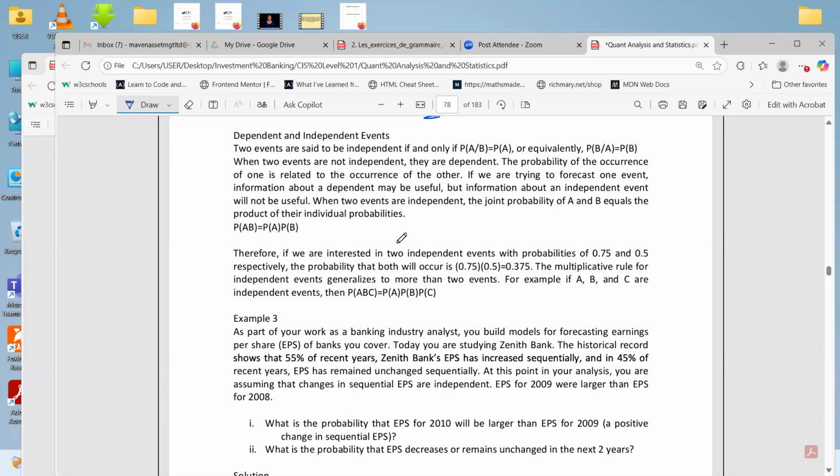So if you're interested in two independent events with given probabilities, the probability that both will occur is the probability of the first independent event multiplied by the second. This gives us the multiplicative rule. Example number 3 should help us further here. Can we have somebody read this for us, please?